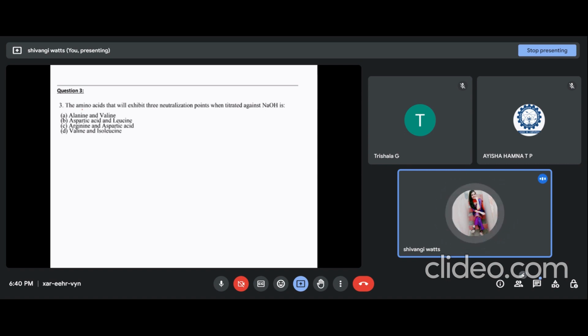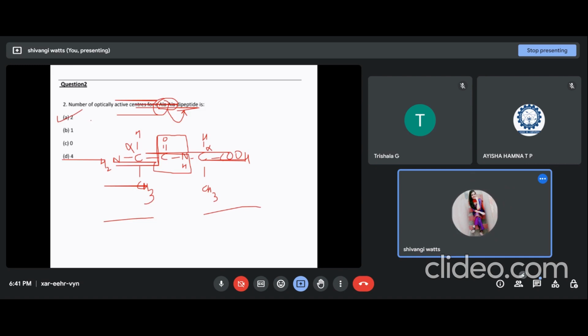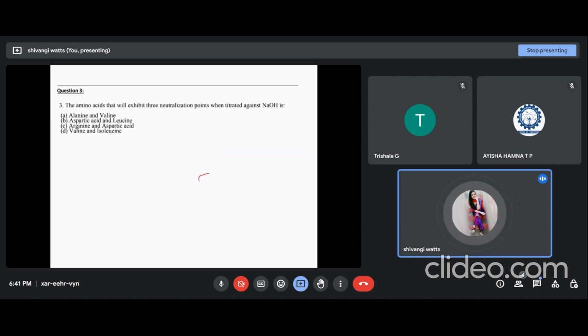So moving to the next question, the third question is: which amino acid will exhibit 3 neutralization points when titrated against NaOH? As I told you, in one amino acid, if we take alanine, there is H, CH3, COOH, and NH2. So in one amino acid, there is one acidic group, one basic group, and one acidic group.